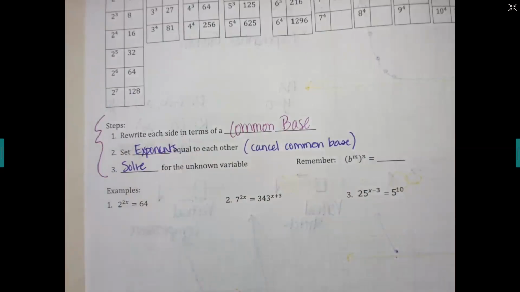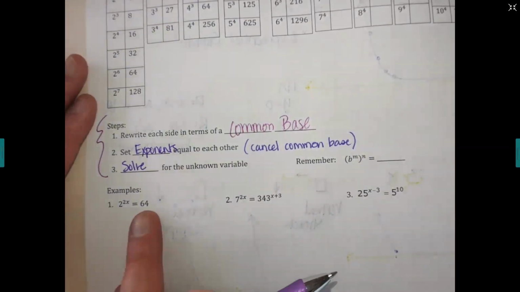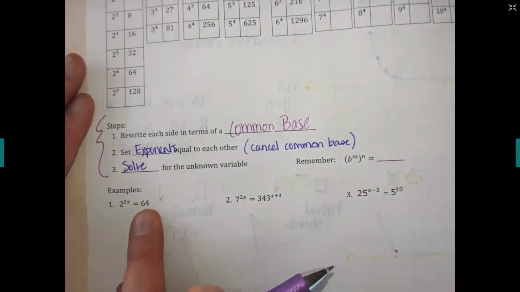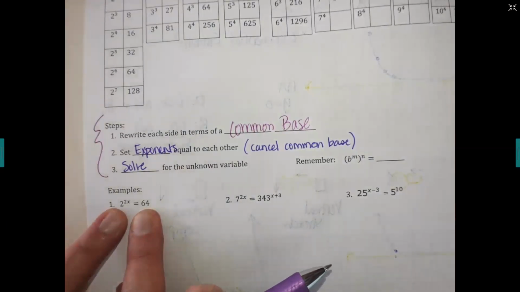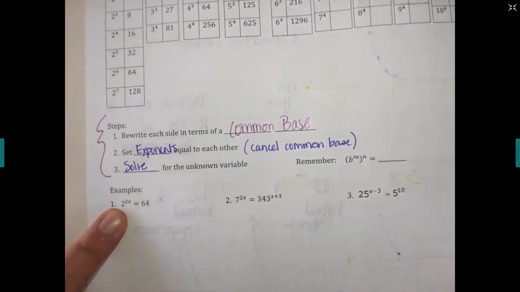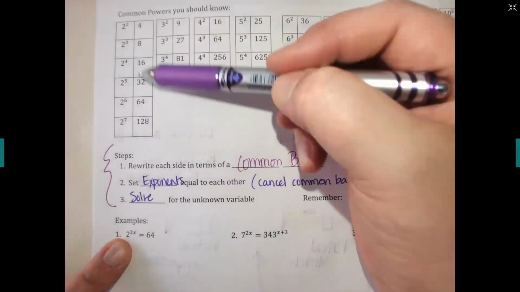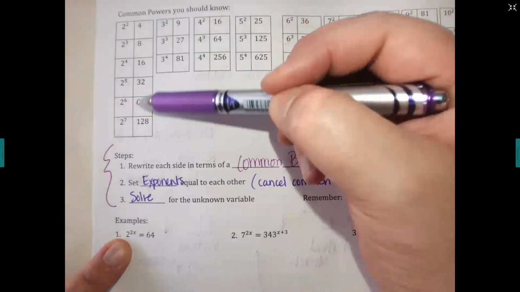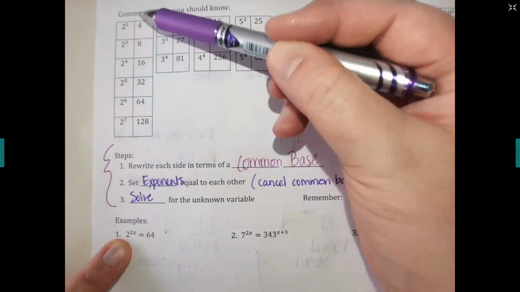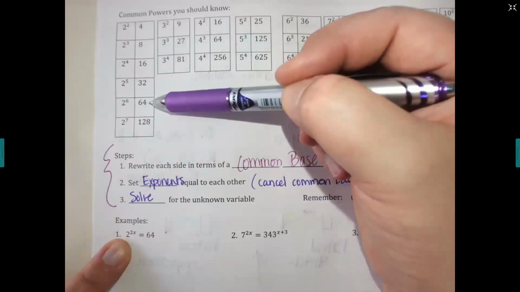So let's take a look at number 1. Okay, I have 2 to the 2x equals 64. Here's what you're going to do. You're going to take your 64 and convert it into a base 2. So can you look in your 2's chart? Okay, that's this one. And tell me, what power would 2 have to have on it to equal 64? 2 to the 6. Very good, right here.